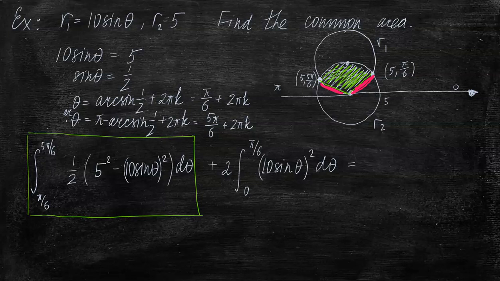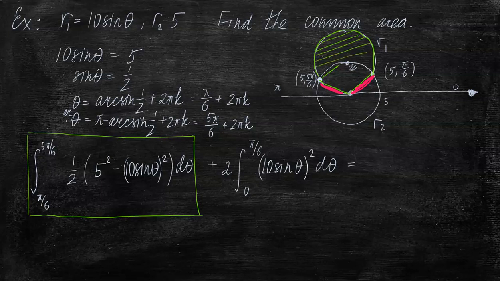Let's see, so when theta is pi over... I guess I'm not even setting it up correctly, because on the interval from pi over 6 to 5 pi over 6, the r1 is actually the external one. So yeah, I don't think that's the right integral to set up.